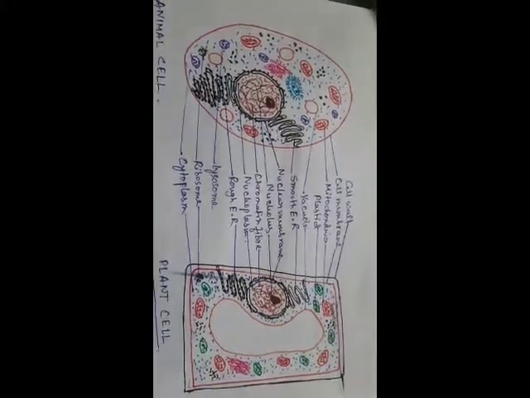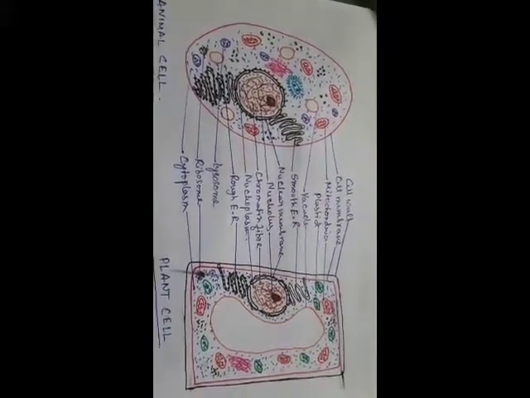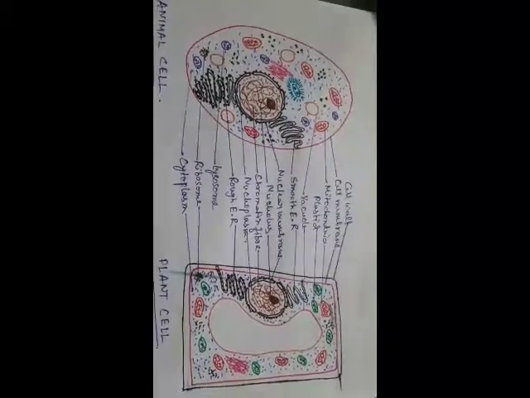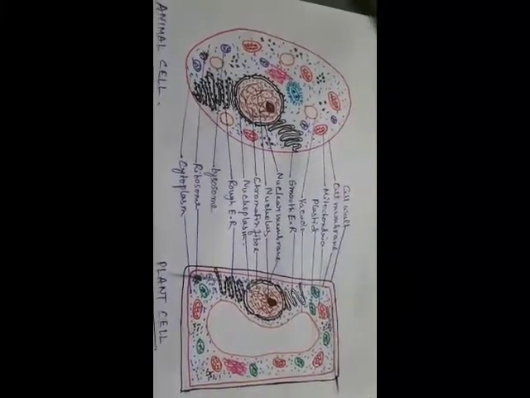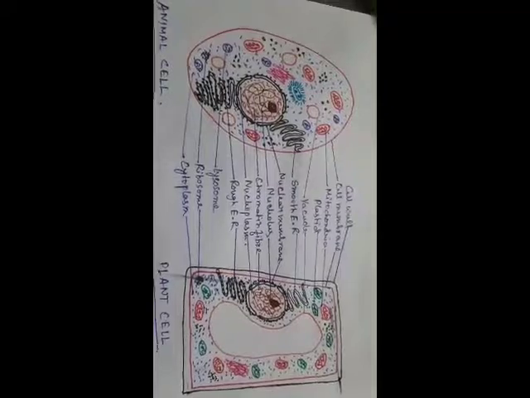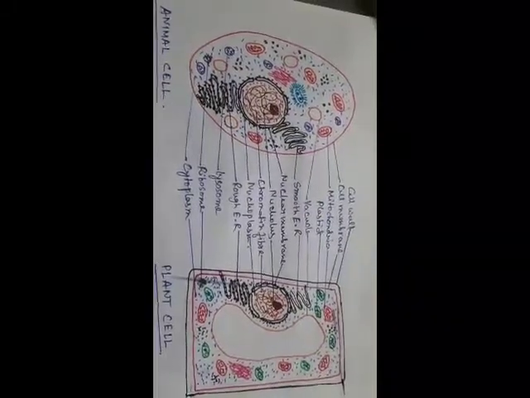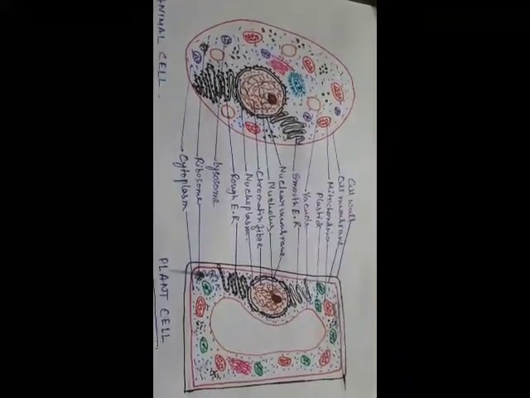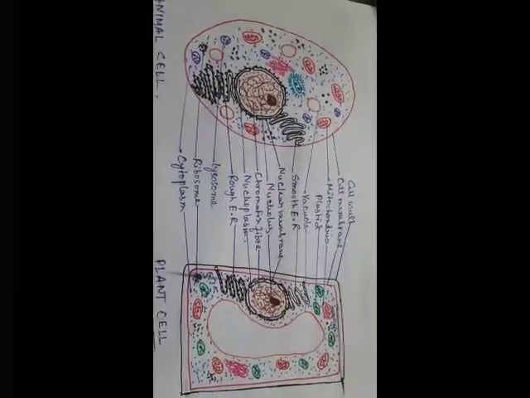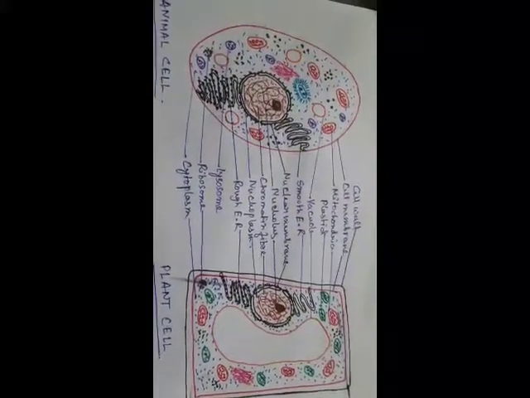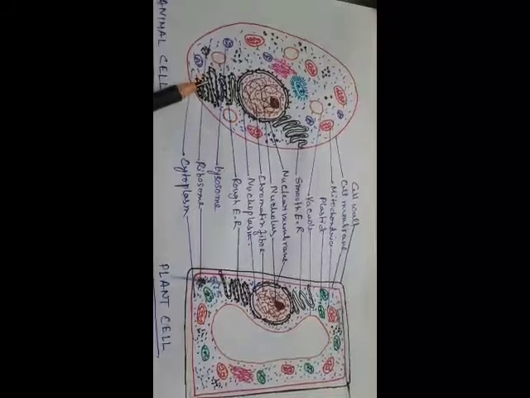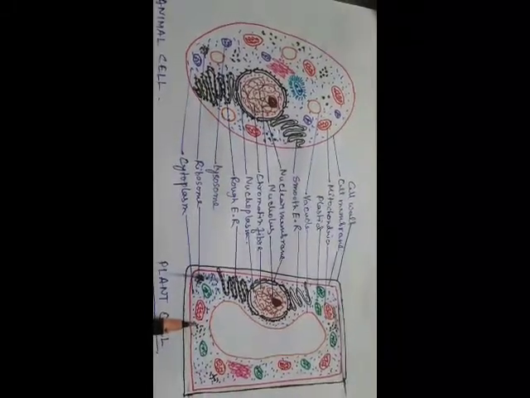You have to learn the difference between plant cell and animal cell. Along with that, you have to practice drawing both the parts of the animal cell and the plant cell. Now the parameters I am telling, along with that you minutely observe the difference between animal cell and the plant cell. This is the diagram of animal cell, this one is the diagram of plant cell.